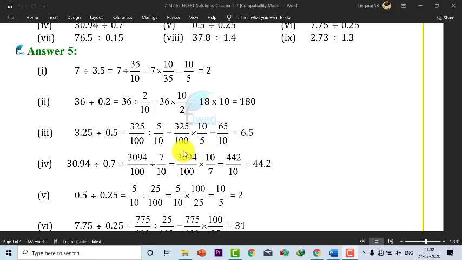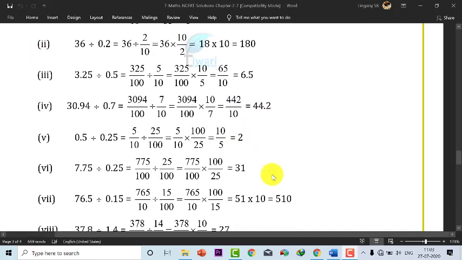So in this, 2 remain, again 29 will be, again 7 4s are 28, then 1 remain, 14, then 7 2s are 14. So finally 7 1s are 7, 442 into 1 is equal to 442. Here 10 remain, 10 into 1 is 10. So we got the fraction form of the given number, 442 by 10. Its decimal form is 44.2.